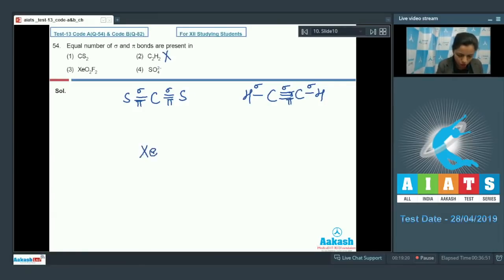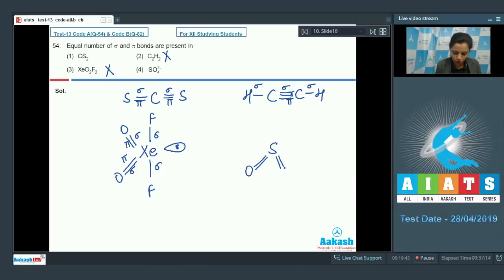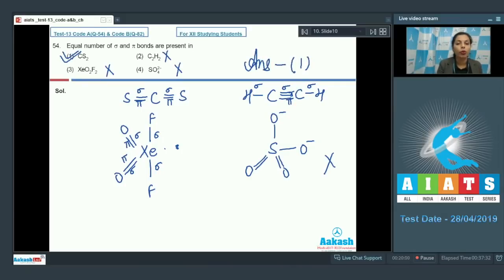XeO2F2, that can be shown in this way. And here if I talk about sigma and pi bond, 4 sigma bonds while 2 pi bonds. This is not the correct option. Further, SO4 2 negative. So that can be shown in this way. This way you can show that. It also does not contain equal number of sigma and pi bonds. 4 sigma bonds we can clearly see and 2 pi bonds. That's why it is also incorrect. So only one option is there that's correct. It is CS2 given in option 1.